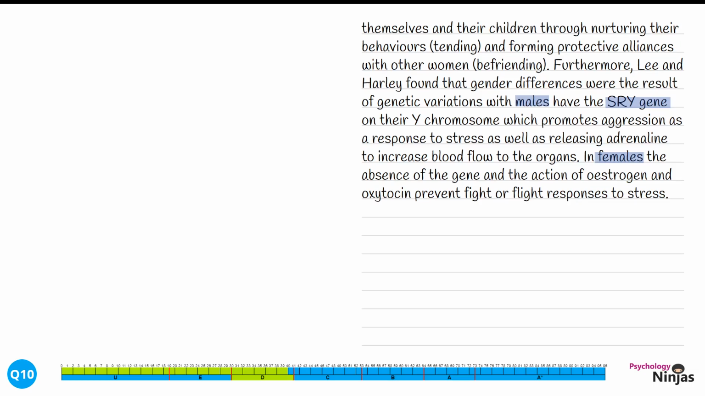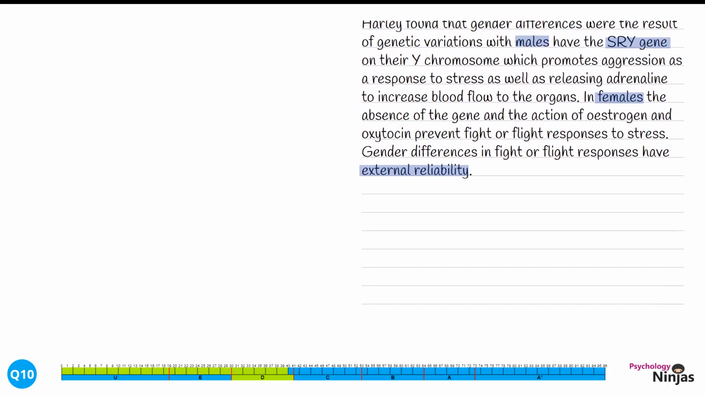And then we're going to give a final judgment. Gender differences in fight or flight responses have external reliability. By stating that they have external reliability, we're saying there's a consistent research picture that says that gender has an impact on the fight or flight response. We're going to come to some final conclusions in order to complete our essay.